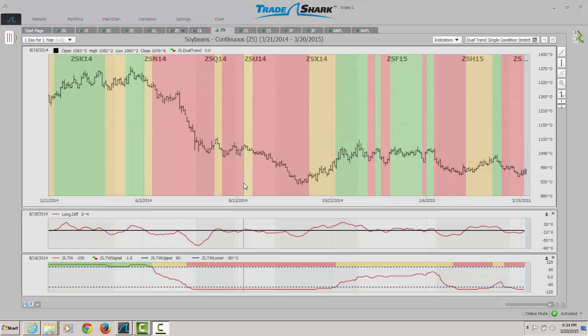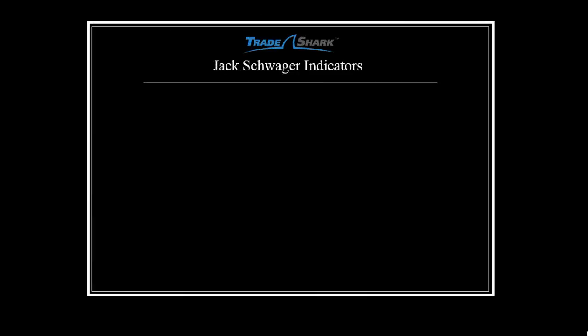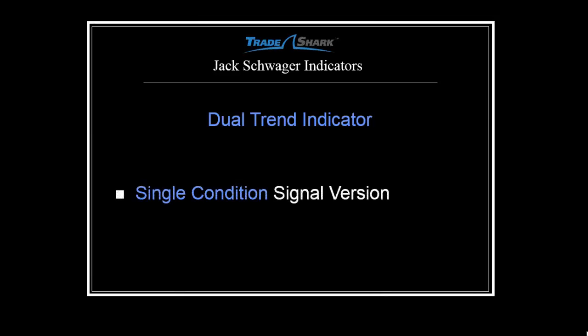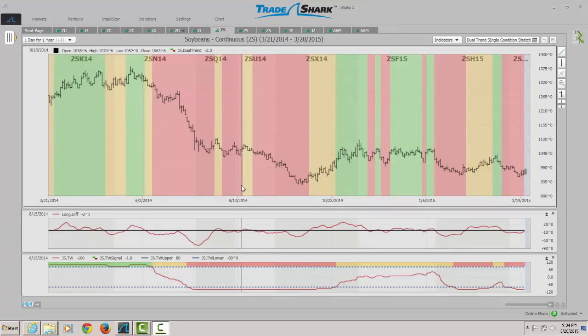Now, this version of the dual trend is a single condition application of the indicator. So that means we only need one of the indicators short. The other can be neutral to give you a short position, or one long with the other neutral to give you a long condition. Of course, if both are long or both are short, then you would have a signal in that direction. But you don't need both agreeing to get a signal.